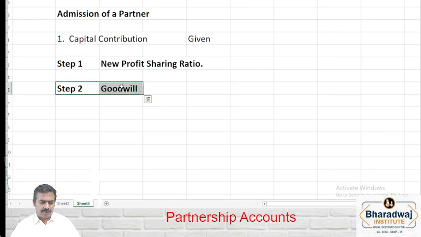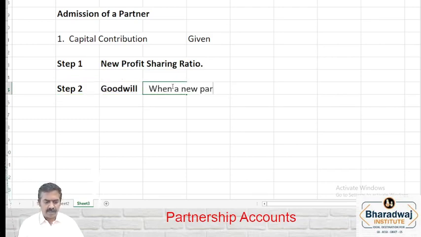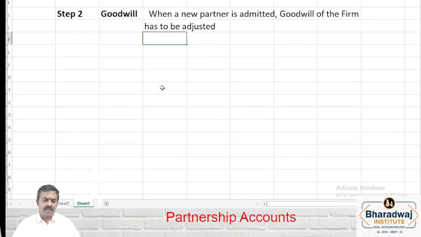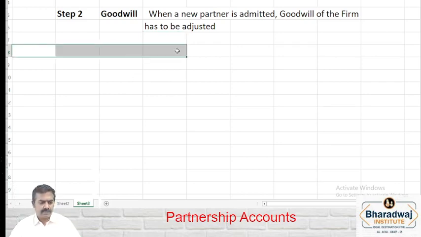Adjustment for goodwill. Step 2. Have notes and let us continue. When a new partner is admitted, goodwill of the firm has to be adjusted.